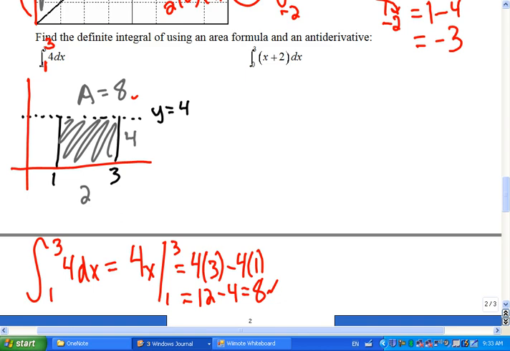So I'd like you to try the next one on your own. Draw the geometric picture. What is this picture representing? From the picture, find the area, and then use an antiderivative to confirm that they do, in fact, give you the same value. Oh, there's 0 and 3. Yeah, sorry, that's 0 and 3.